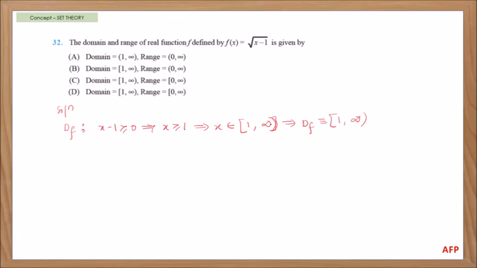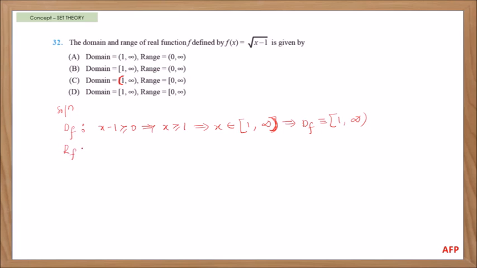Sorry, it is open at infinity. Next, this is about which one of the following. So here, either the second option or the last option.